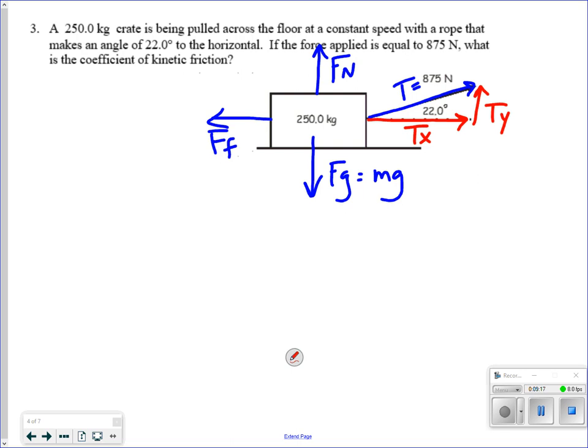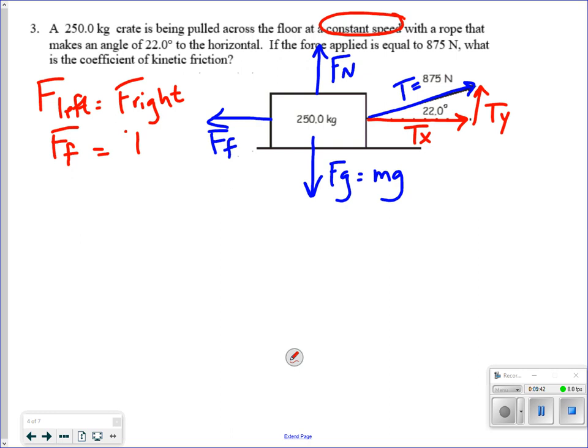Now, we're given a 250 kilogram crate. It's being pulled across the floor at constant speed. Right there, that's a huge clue to us. That tells us that we're dealing with balanced forces. So when I say balanced forces, what I mean again is that the left is going to be equal to the right, which tells me everything pointing left, which is friction, is going to be equal to Tx.